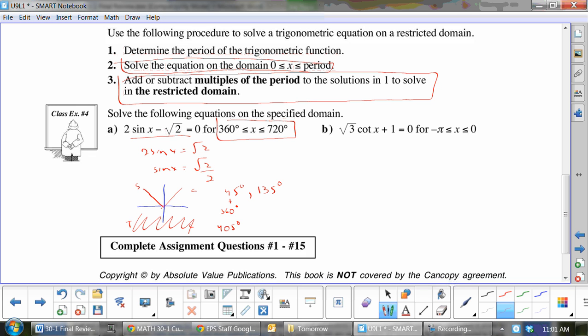you will get 405 degrees. Now add 360 again. Does it keep me within 720? What happens if you add 360 again? It's over 720, so you don't have to do that one again, but you do want to keep trying that. Now, if we add 360 to this, you should get 495. So these are your two answers, actually.